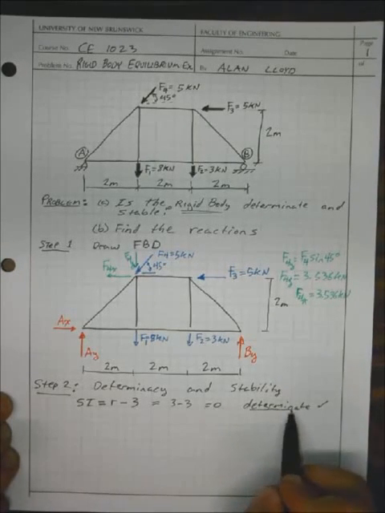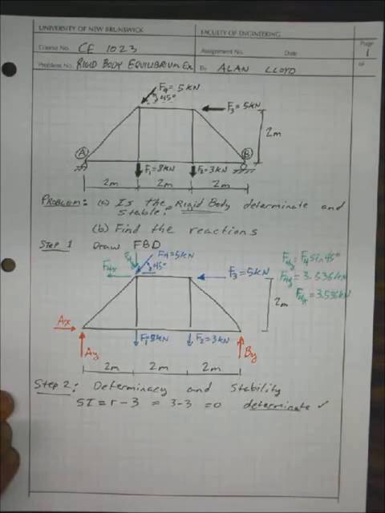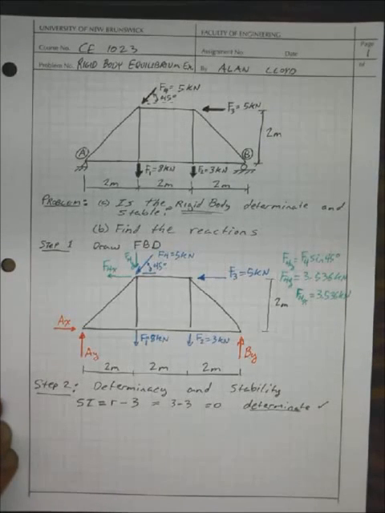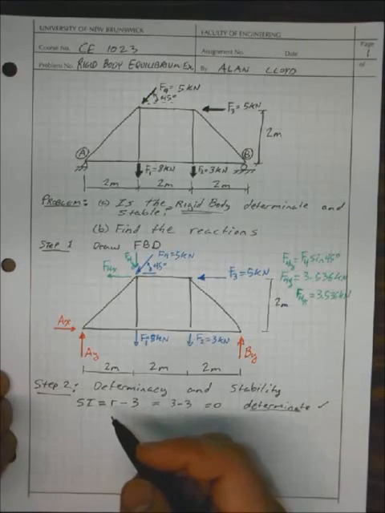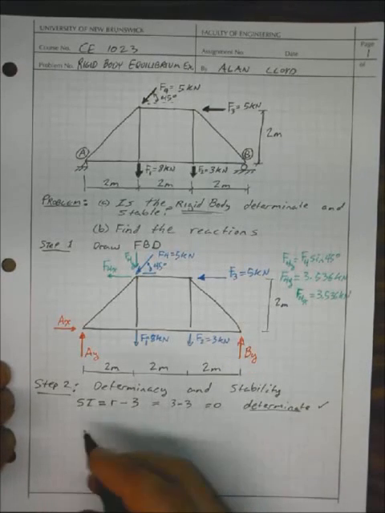So since it's determinate, it means that we can solve this problem using the equations of equilibrium that we know. If it was indeterminate, in other words, if it had more reactions or more unknowns than we have equations of equilibrium, 3, then we would need to introduce new equations to be able to solve that. And that's outside of the scope of this course. It's possible, but it's somewhat more difficult.